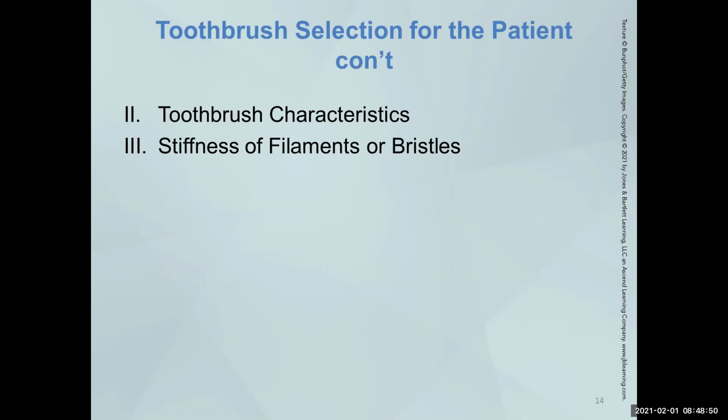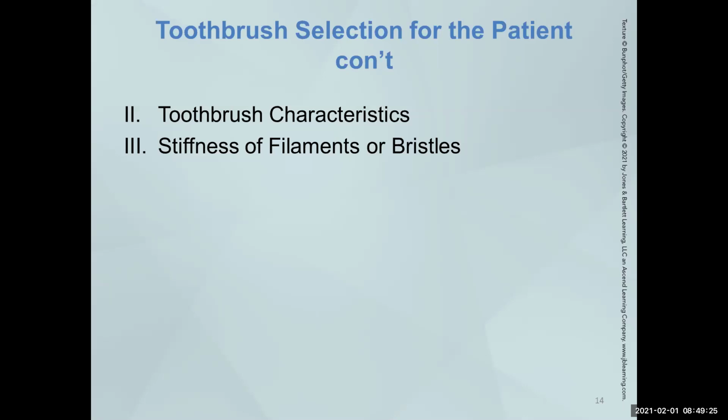So you're taking a look at all of this, and the stiffness of the filaments or the bristles is something that is an individual thing. We are only recommending soft bristle brushes to patients right now. Oral-B will only sell soft bristle brushes to dental offices. But guess what? Oral-B makes a medium textured toothbrush. They sell them at CVS, Walgreens, you can find them because that's what the patients want.